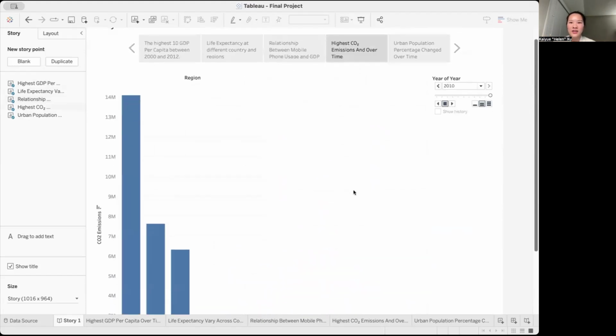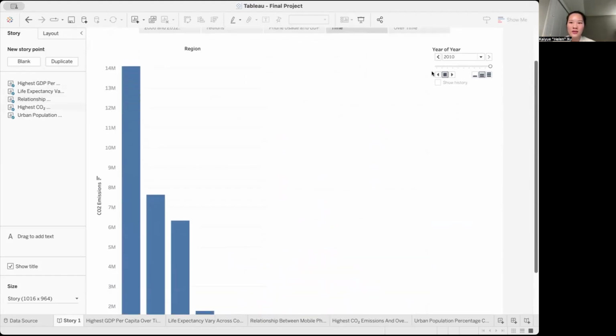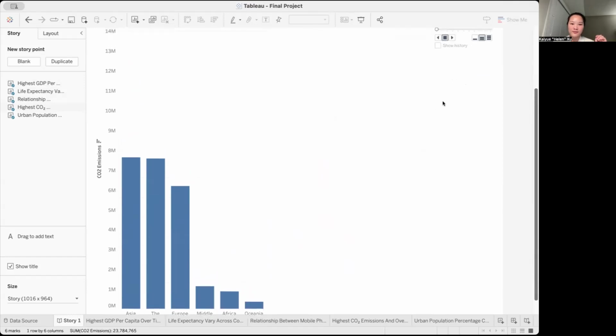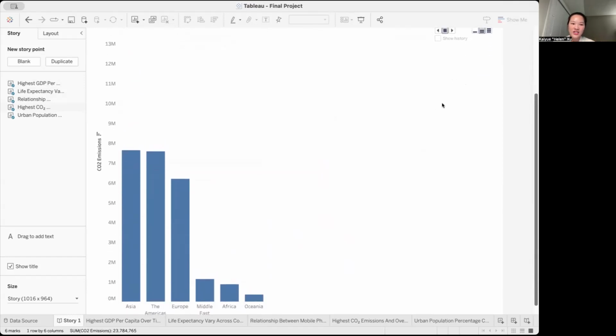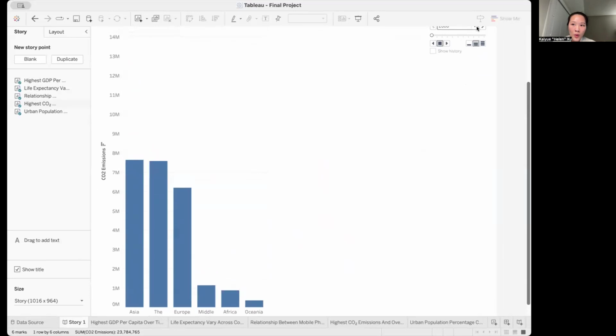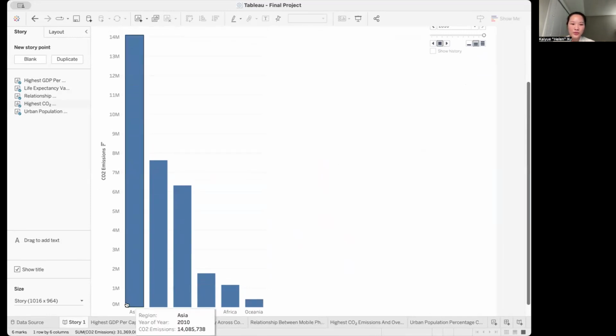For the highest emissions over time, from 2001 we can see America and Asia have a similar level, but after that we can see the difference. Asia gets higher and higher. I think a lot of companies are building factories in Asia, so they produce a lot of carbon emissions.